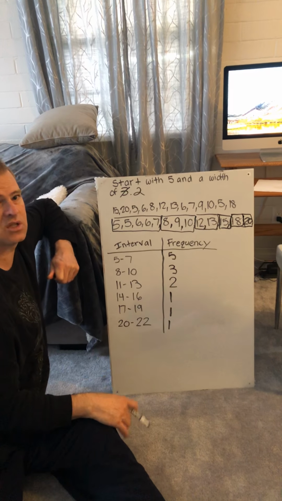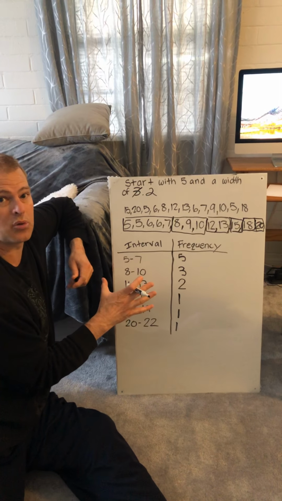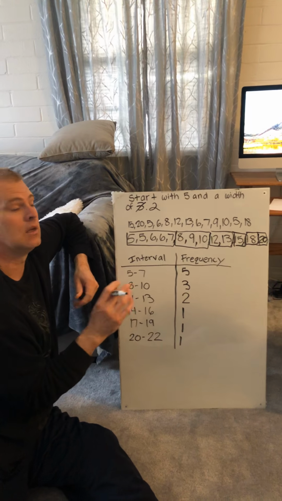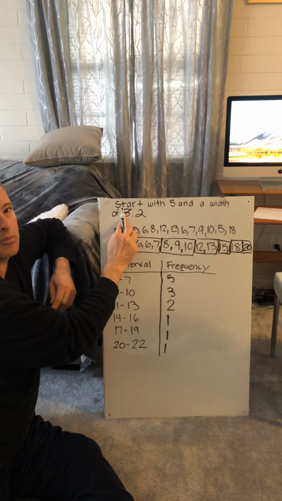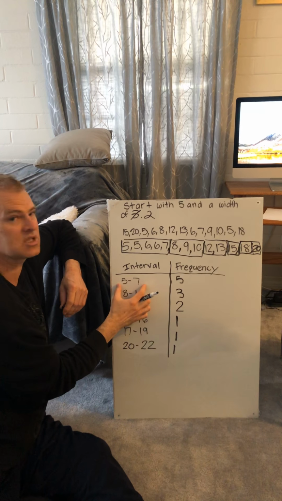Okay, this is how you are to do your first assignment, problems 1 and 2. Please do those today. Again, start with the number they gave you, subtract 1 from the width number, and add it to that first number. That's how you make your first interval.